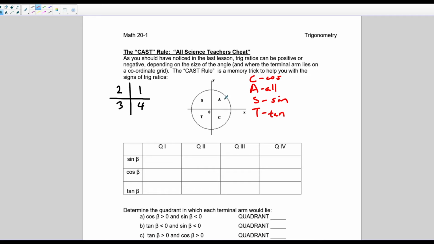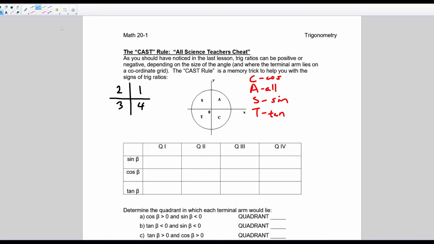And looking at our quadrants here, in quadrant number 1, all of our trig ratios are going to be positive. In quadrant number 2, only sine is positive. In quadrant 3, only tangent is positive. And in quadrant number 4, only cosine is positive.